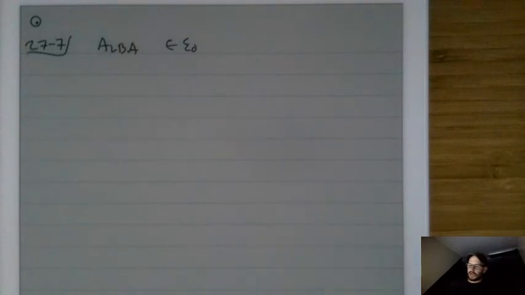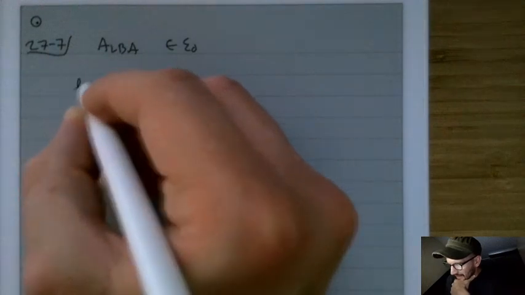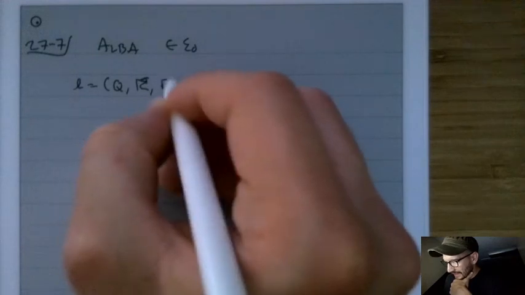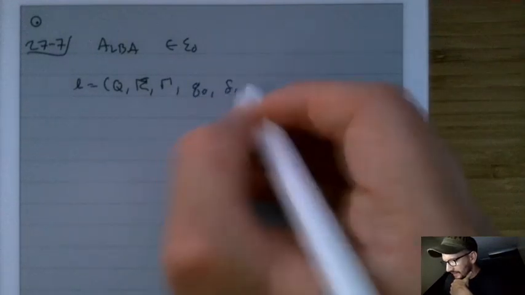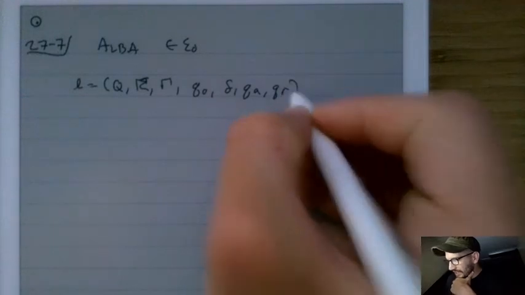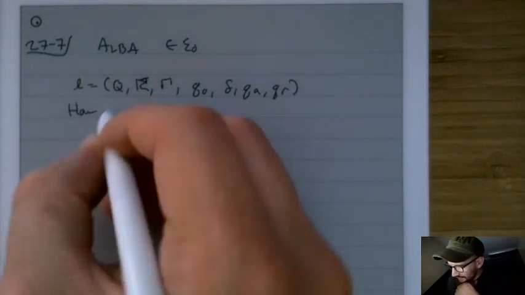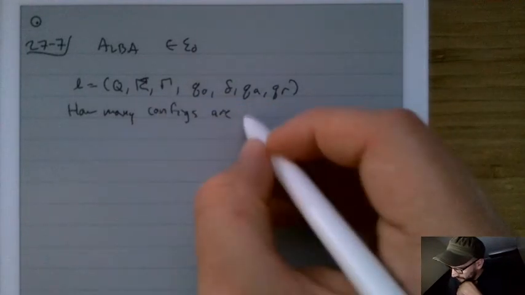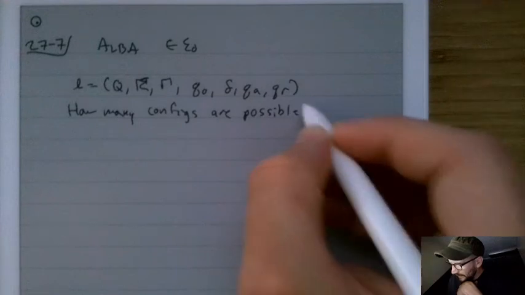And that's not because LBAs can't loop. Of course they can loop. The thing though is that we can tell when they are looping. And why is that? Well, an LBA is defined as Q, Sigma, Gamma, Q0, delta, QA, QR. So we should ask the question, how many configurations are possible?